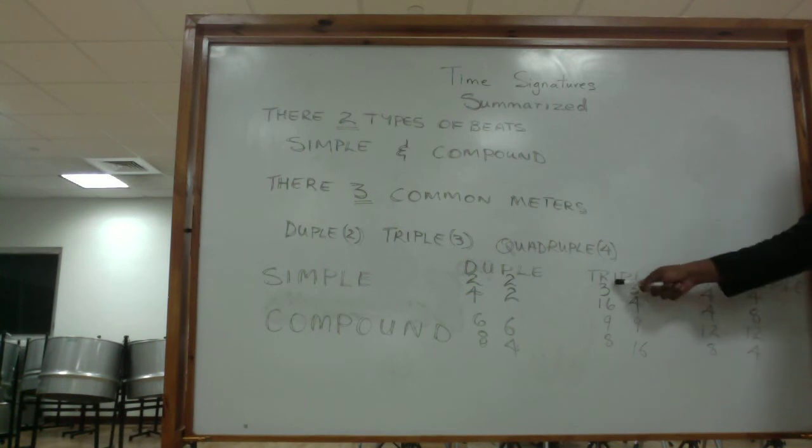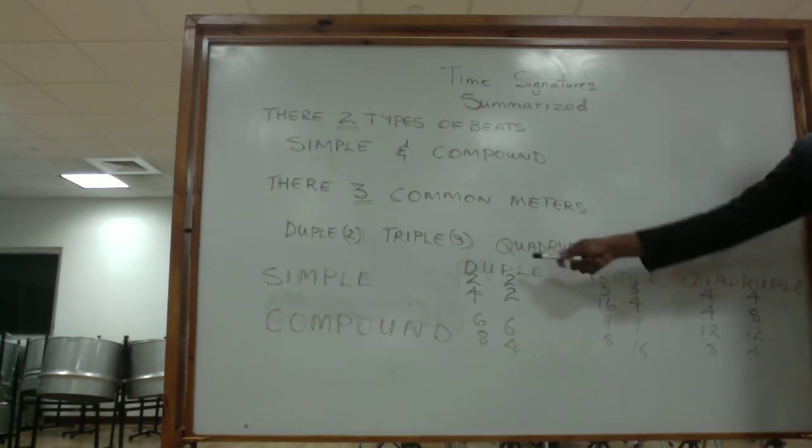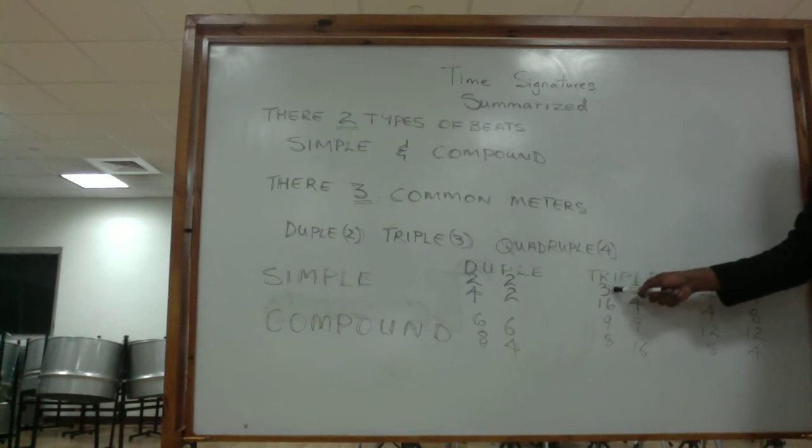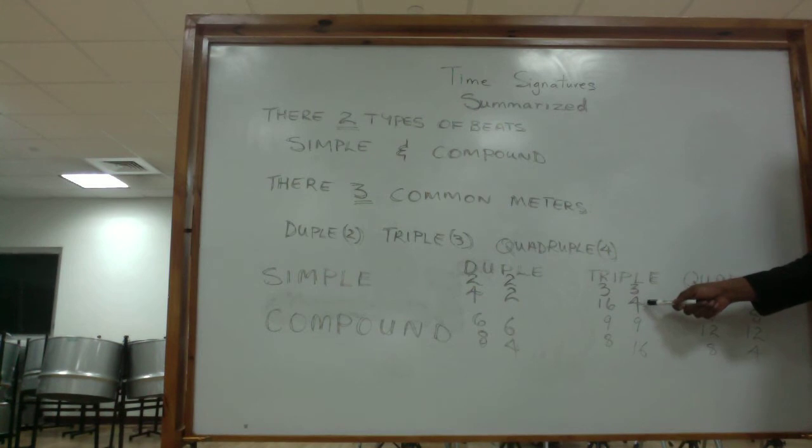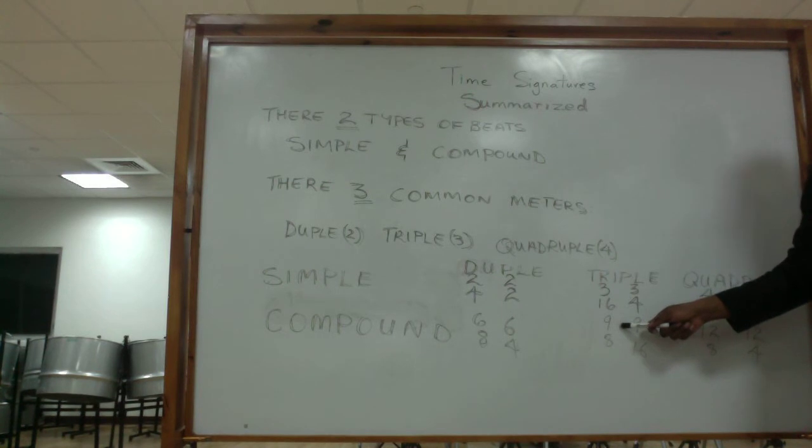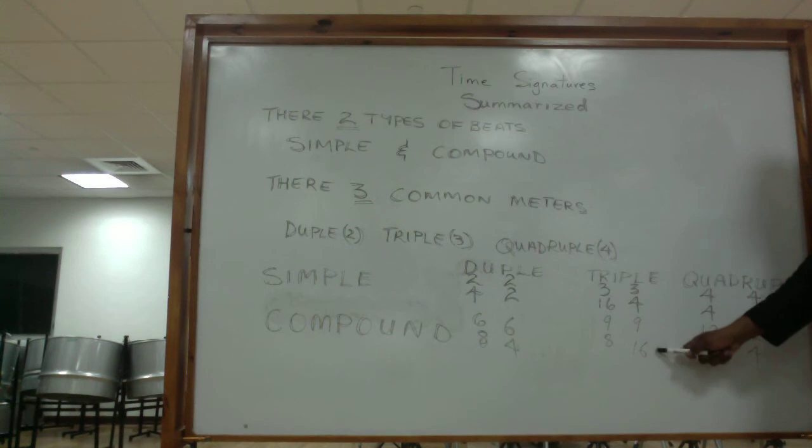Triple, simple, just groups of 3. 1, 2, 3. 3/16, 3/4. It could be 3/8. When we become compound, it needs to be 3 groups of 3. So it becomes 9. 9/8, 9/16.